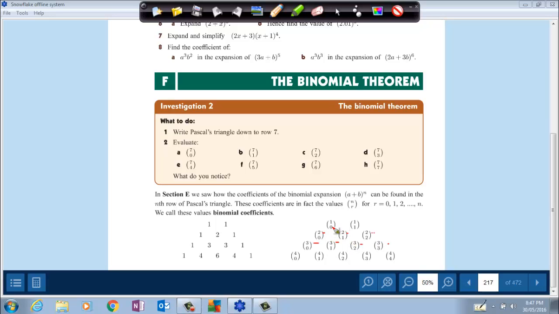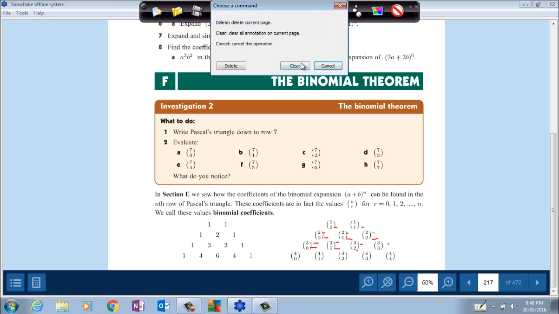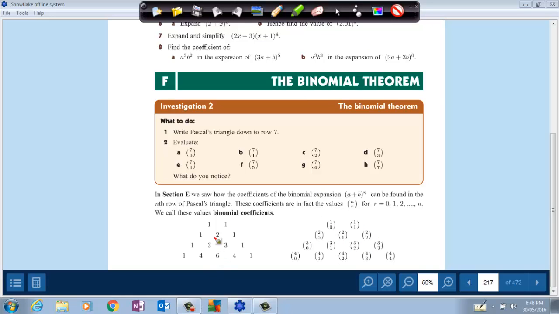So the r value on the bottom of the C goes 0, 1. This goes 0, 1, 2, 0, 1, 2, 3, etc. So even if you can't remember the numbers, you can always use the combinations. Now that comes in handy with a formula, which is on the next page.